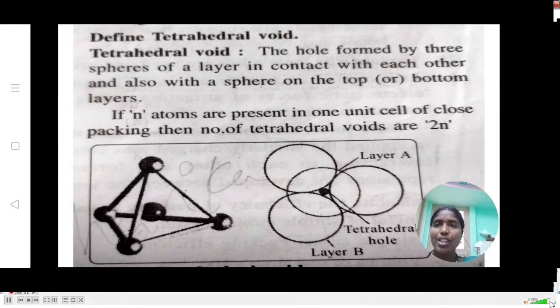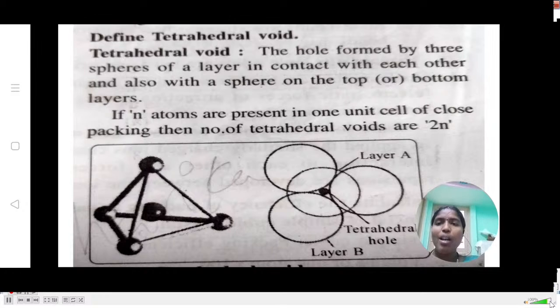Define tetrahedral void. Tetrahedral void: the hole formed by 3 spheres of a layer in contact with each other and also with a sphere on the top or bottom of the layer. Again I repeat it. The hole formed by 3 spheres of a layer in contact with each other and also with a sphere on the top or bottom of the layer.